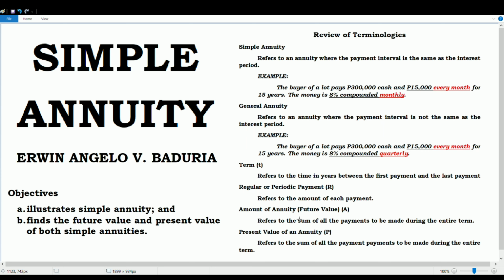Amount of an annuity, also known as the future value, denoted by uppercase letter A, refers to the sum of all the payments to be made during the entire term. The entire term is the duration of the annuity in years. The last one is the present value of an annuity, denoted by uppercase letter P. It refers to the sum of all the payments to be made during the entire term.